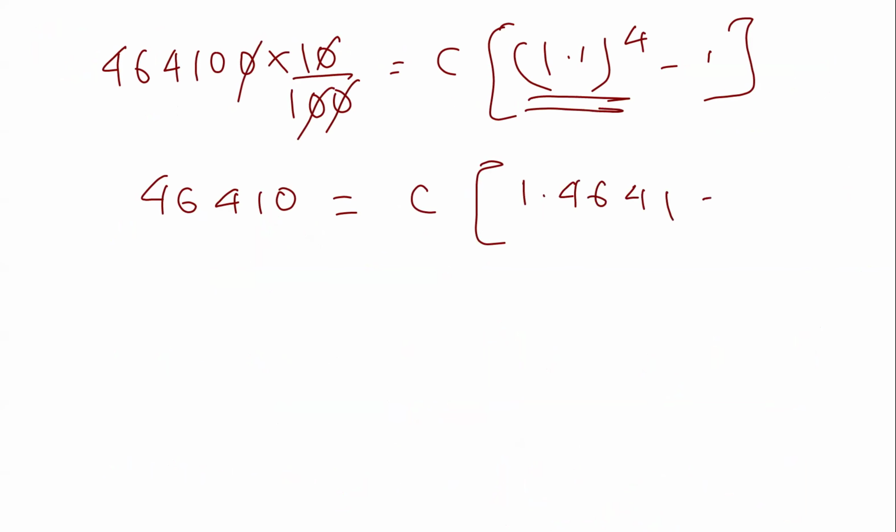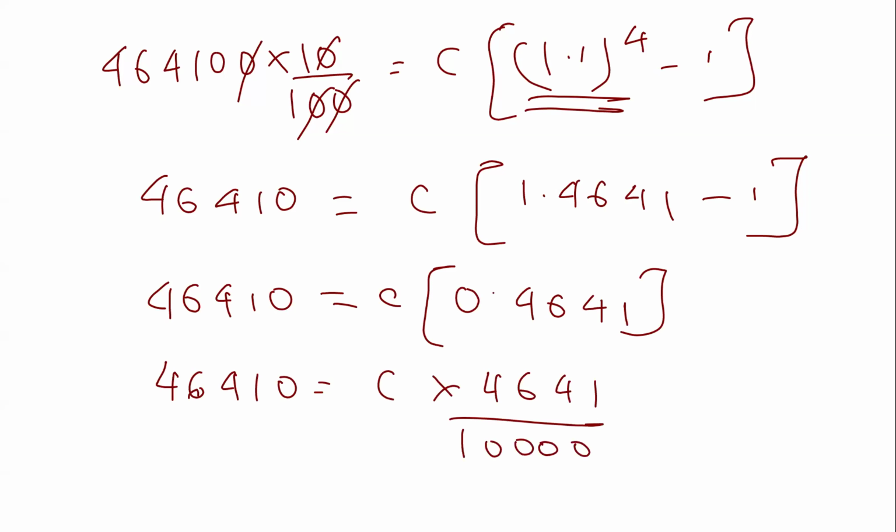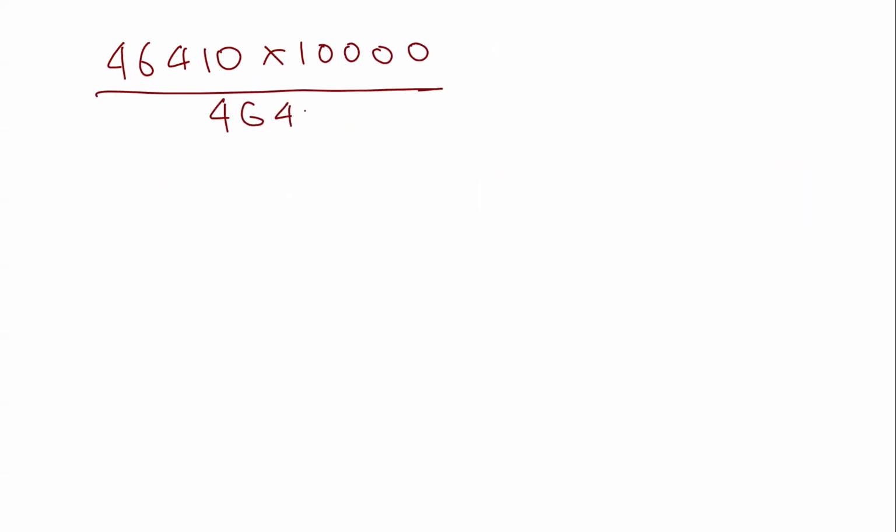1.4641. Now this value is given to you in the problem. In the boards also they will give you this particular value. That's not 4 lakh, that's 46,410 is equal to C upon 0.4641, right? So C into 4641 upon 10,000. So this goes over here, this comes down. 46410 into 10,000 upon 4641 is equal to C. This is 10. C is equal to 1 lakh.